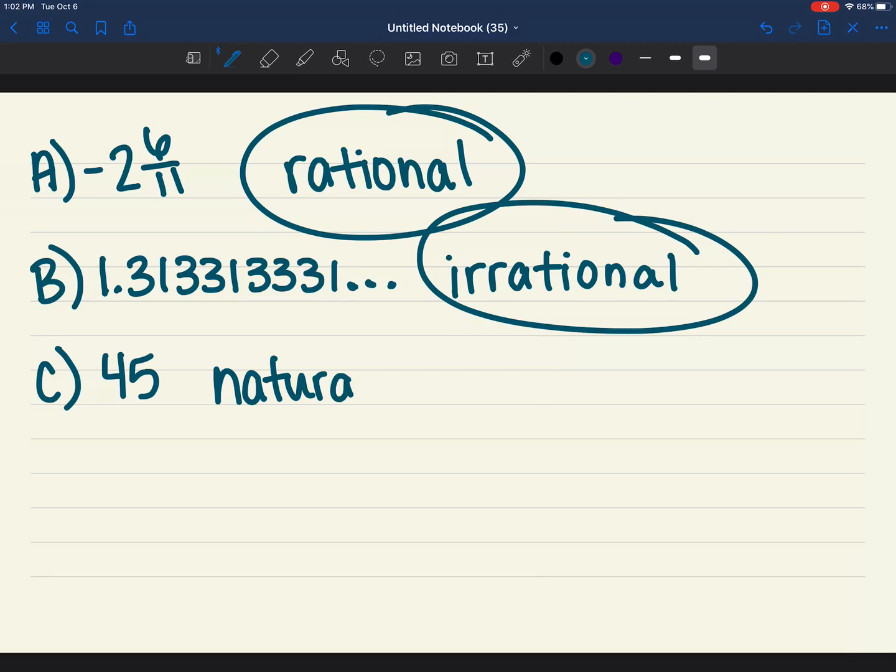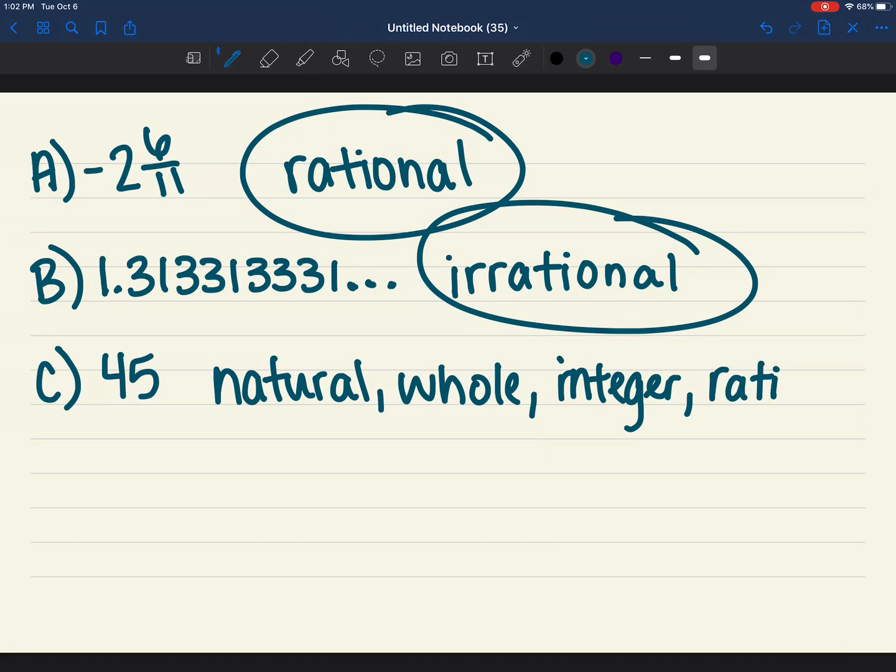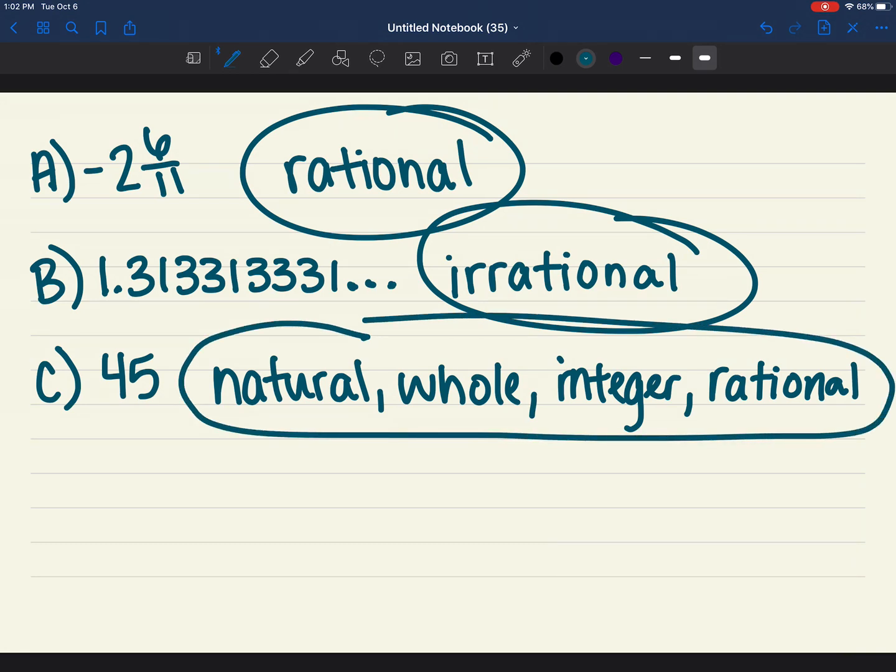Natural, whole, and integer. Just those three? Yeah. There's one more. Rational. Okay, here's the deal. If a number is a natural number, it has to be everything else. It has to be also a whole, also an integer, also a rational. Okay? Ethan, what's the difference between a natural number and a whole number?